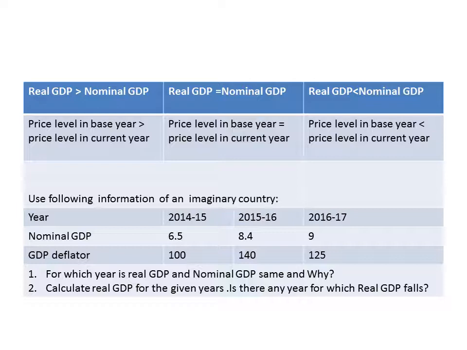Now you will see the example. Information is given of an imaginary country. Nominal GDP of 3 years are given, 6.5 in 2014-15, 8.4 in 2015-16 and 9 in 2016-17. GDP deflator is also given for 3 years. Now you will calculate for which year is real GDP and nominal GDP same and why. For this, first you will calculate real GDP for 3 years. Formula we have discussed. Then you will find out in which year nominal and real GDP is same.